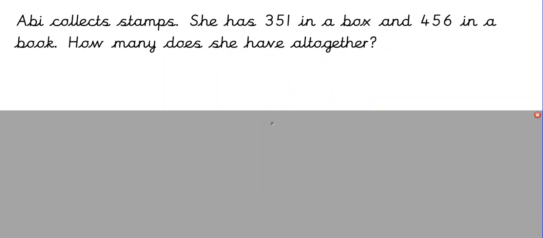I'm not going to tell you whether it's an addition or a subtraction this time. So, Abby collects stamps. She has 351 in a box and 456 in a book. So how many does she have altogether? So let's underline our important information. So Abby collects stamps. So she's got 351 in a box and she's got 456 stamps in a book. So we want to know how many she has altogether. Okay, so think about what that word altogether means. Pause the video now and have a go.